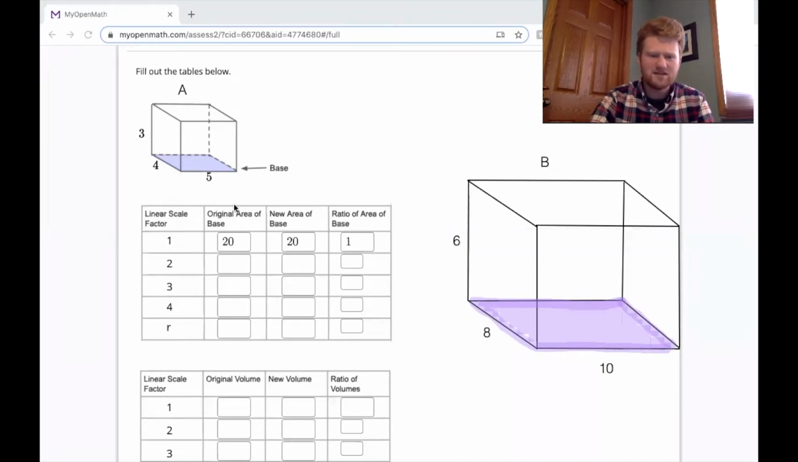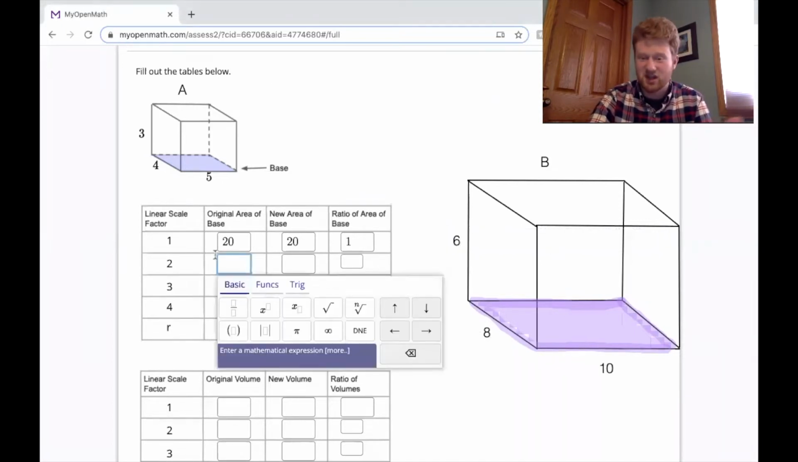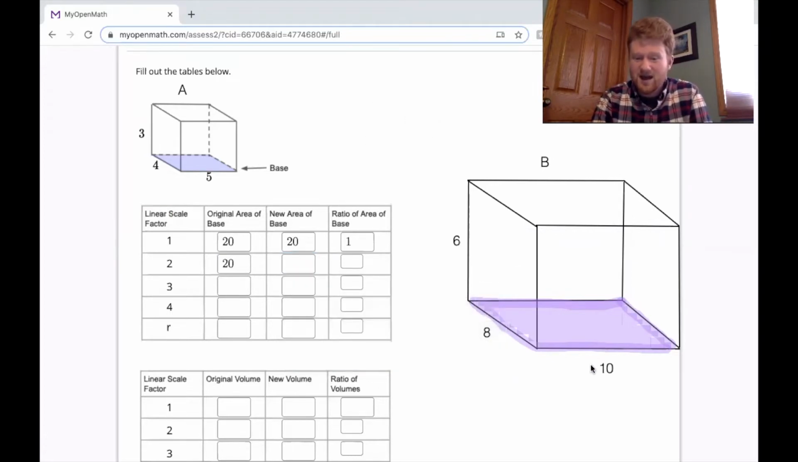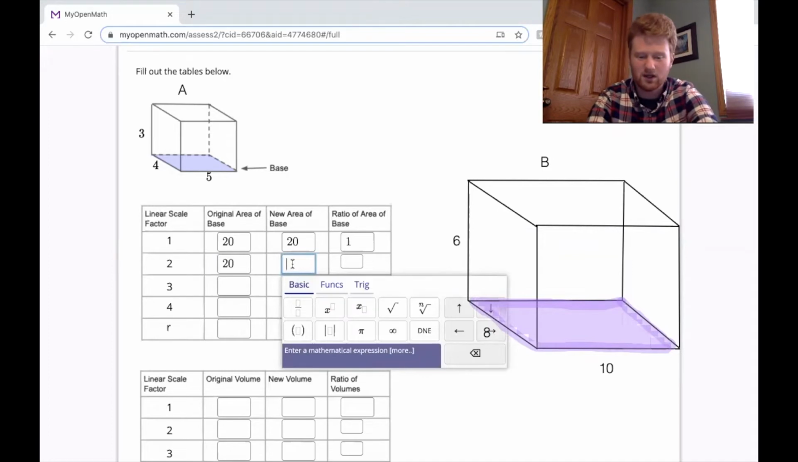So what is the original area of the base? Well, that doesn't change. We still have the same prism, and that's going to be 20. But we do now have a new area for the base of our second or our larger prism. So we have 10 by 8. So again, it's just length times width for the area of the base. That's going to be 10 times 8, or 80.